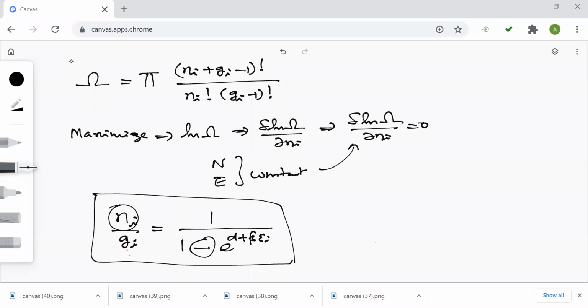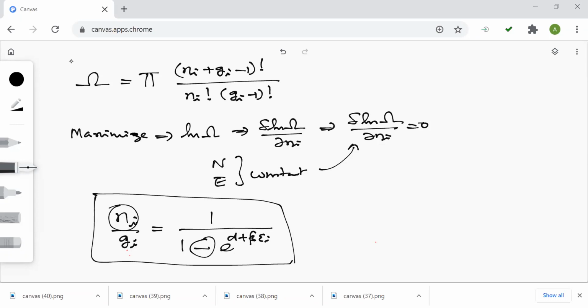What does this formula give you? This formula gives the number of particles in the ith level for the most probable macro state. So you can find the number of particles in the ith level for the most probable macro state using this formula, right? This is what we call Bose-Einstein statistics, and you know very well Bose-Einstein statistics have a lot of applications.